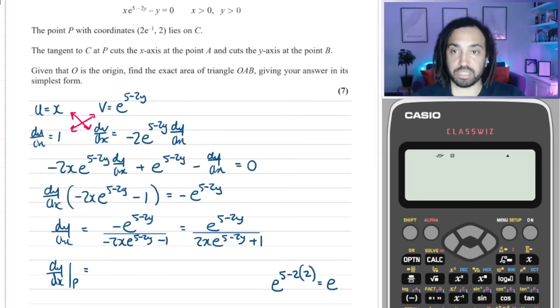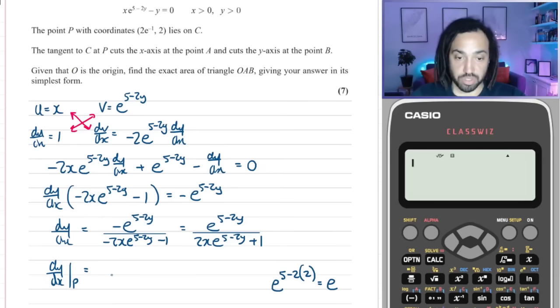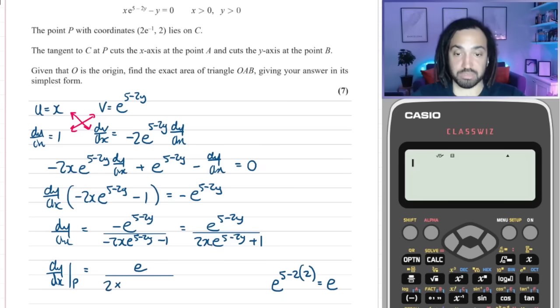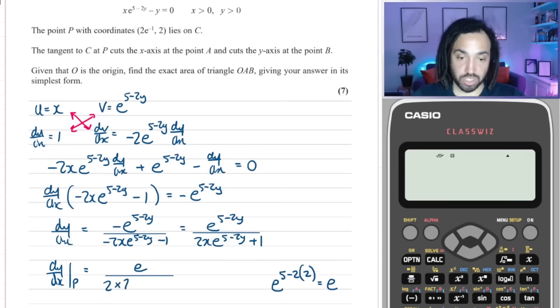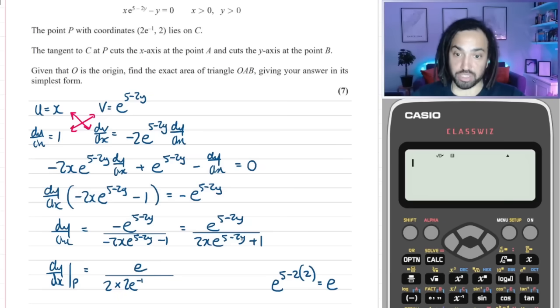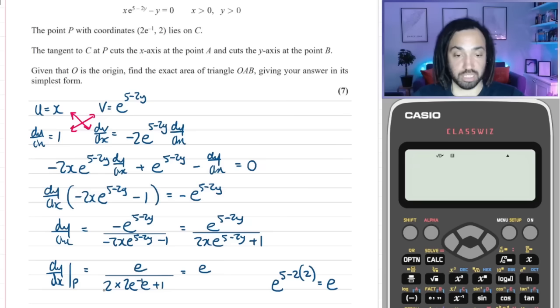Okay, so now we can substitute in. So on the top, it will just be e, because like we said, when we sub in the y value into that, we just get e. We've got 2 here, and we're going to times that by the x, which is 2e to the minus 1. And then this e to the 5 minus 2y, again, we said when we sub in y, that gives us e, and then plus 1. So because this e to the minus 1 times e is just 1, we're going to end up with 2 times 2 is 4, plus 1 is 5.